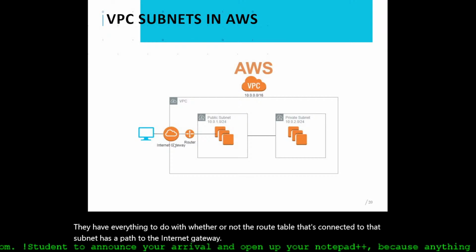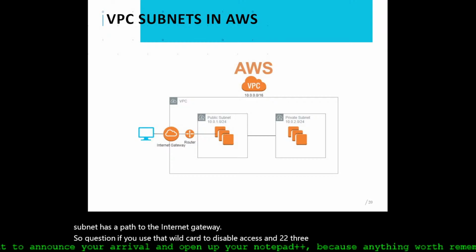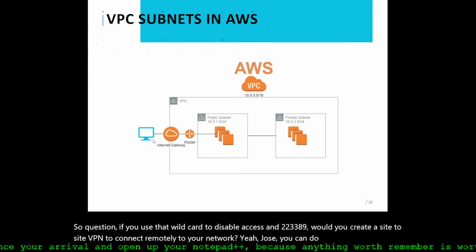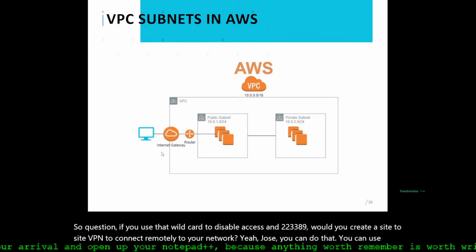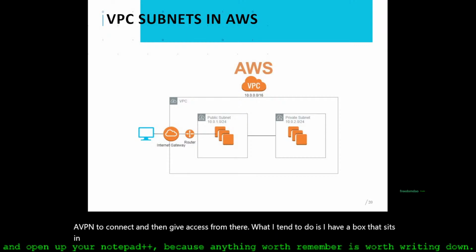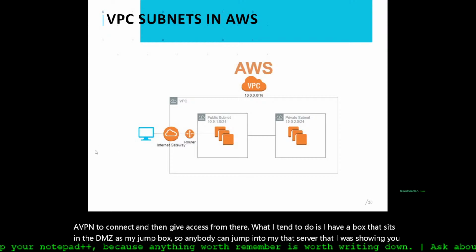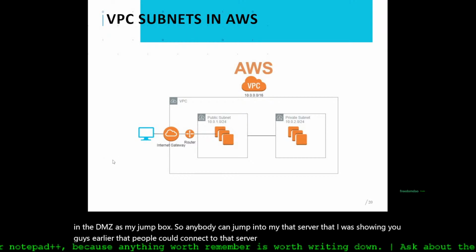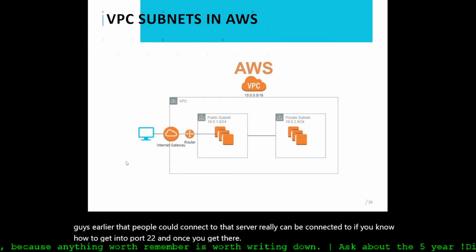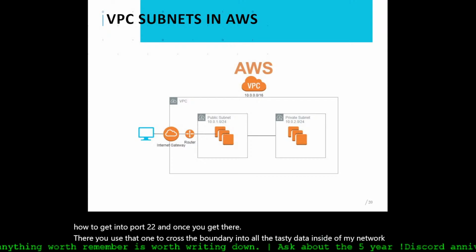So question: if you use that wildcard to disable access on 22 and 3389, would you create a site-to-site VPN to connect remotely to your network? Yeah, Jose, you can do that. You can use a VPN to connect and then give access from there. What I tend to do is I have a box that sits in the DMZ as my jump box. So anybody can jump into that server that I was showing you guys earlier. That server really can be connected to if you know how to get into port 22. And once you get there, you use that one to cross the boundary into all the tasty data inside of my network. That's kind of the way that I look at that.